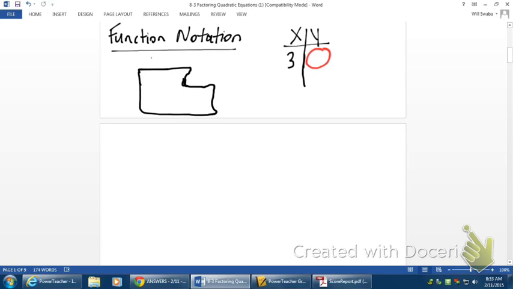Think of it as you're putting something in and you're getting something out. Think of it as an input and output. So we can insert 3 into an equation and it's going to spit out our y value. So let's say our equation looks like this.